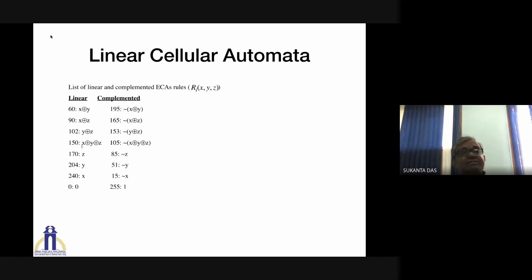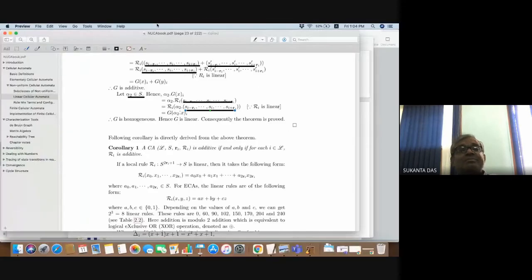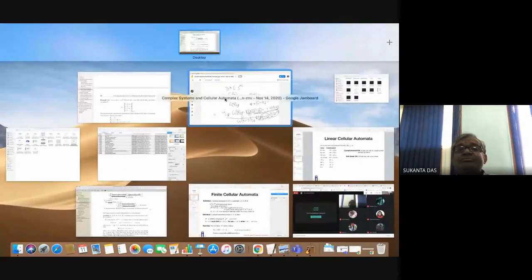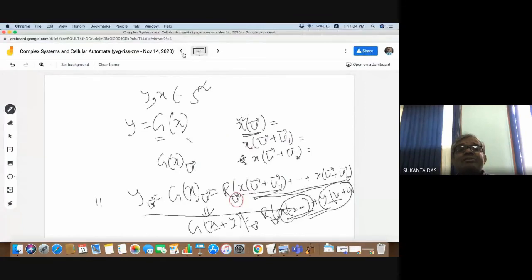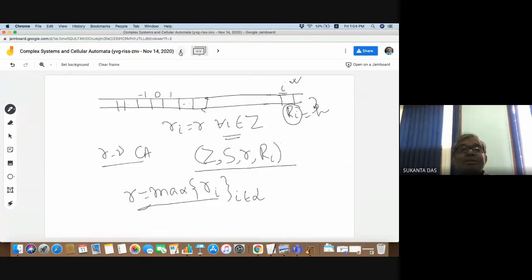So 90 is a linear rule. 150 is again a linear rule. How am I getting so? Because they use the XOR. XOR means it's a modulo 2 addition, no? So XOR means X plus Y modulo 2. You can check it. So let me give an example. Go back to rule 90. That example is there in the Jamboard.